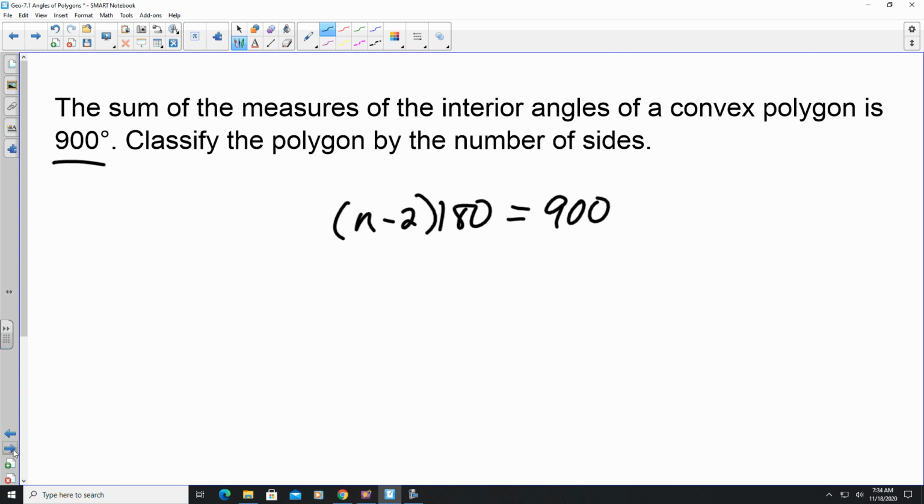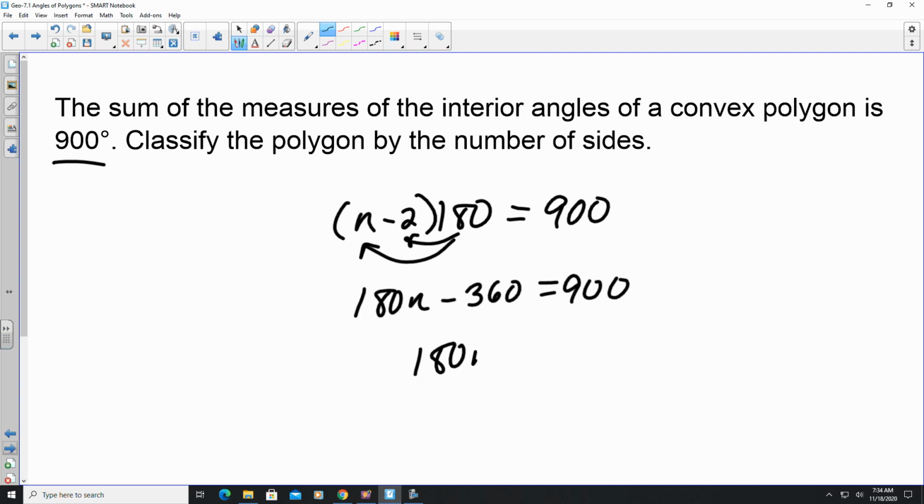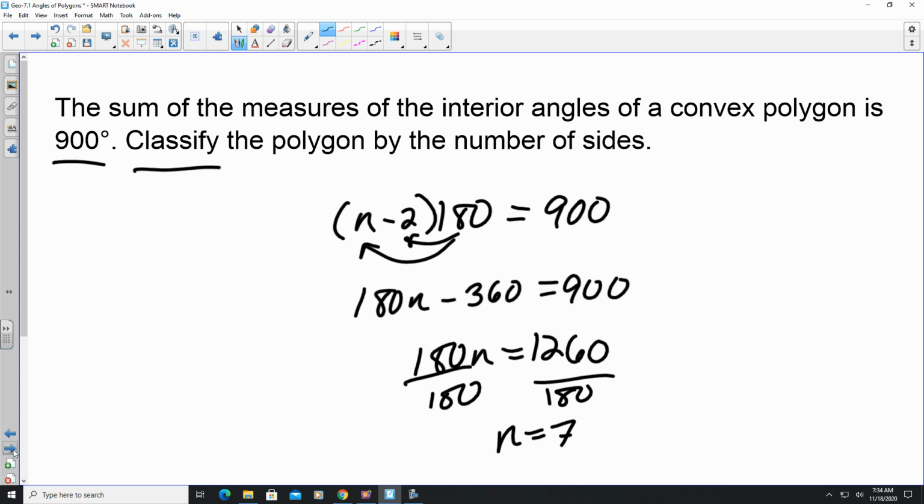I'm going to distribute the 180 over the n minus 2. When I do that, I get 180n minus 360 is equal to 900. Doing some algebra, add 360 to both sides, so I get 180n is equal to 1260. Dividing everything by 180, n is 7. So it's a 7-sided figure. If I were to classify this, it would be a heptagon.